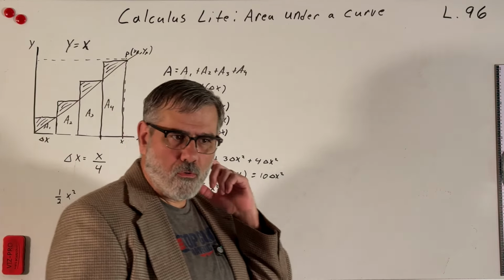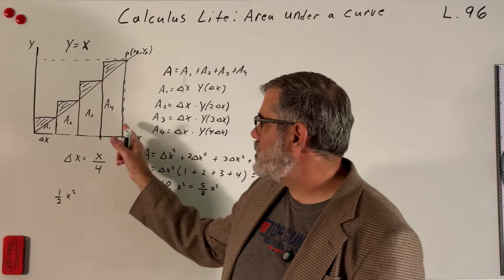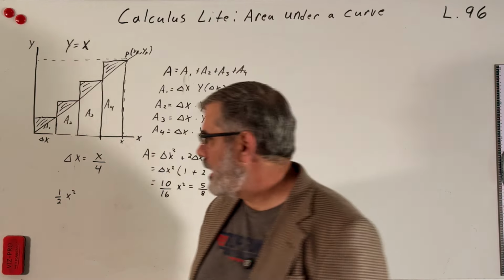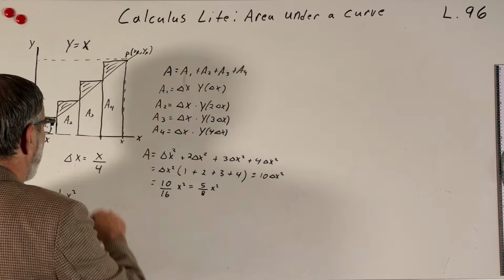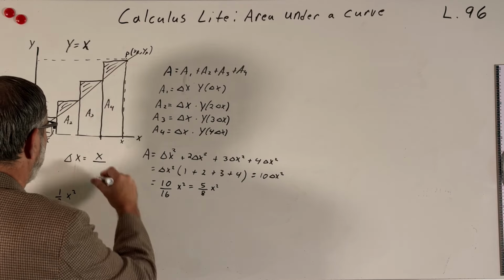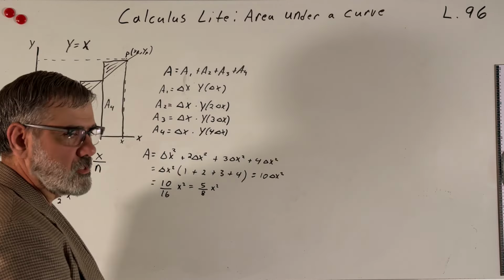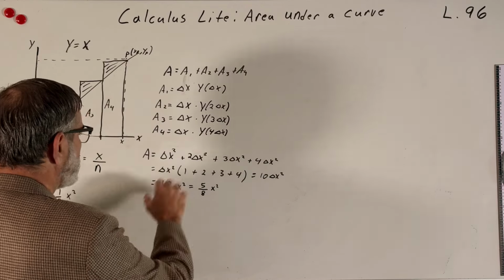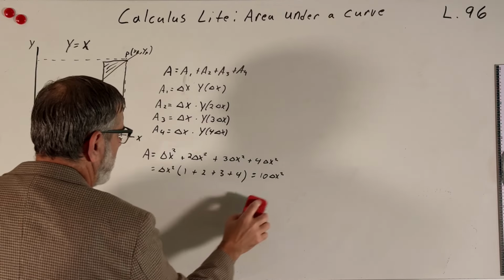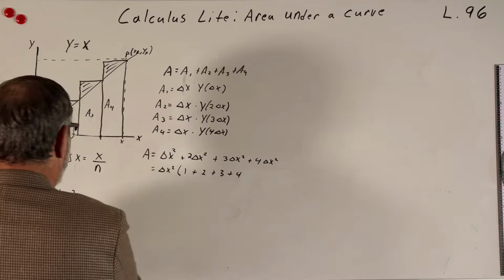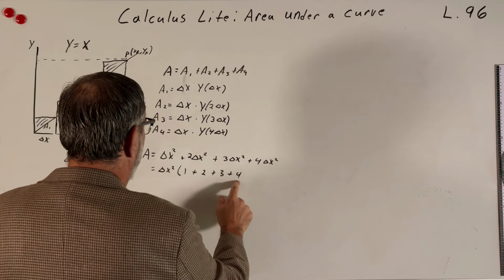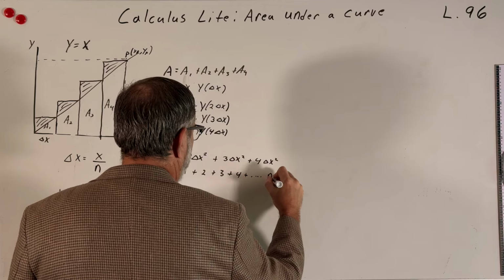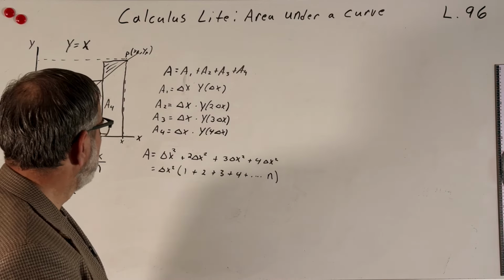So what can we do to ameliorate that problem? Well, what if we used more rectangles? That's possible, right? And so if instead of just 4 rectangles, what if I used n rectangles, where n is just some arbitrarily large number, right? How would this change things? Well, instead of having 1 plus 2 plus 3 plus 4, we'd have 1 plus 2 plus 3 plus 4 plus, all the way up to n, yes? Because we'd have more terms.